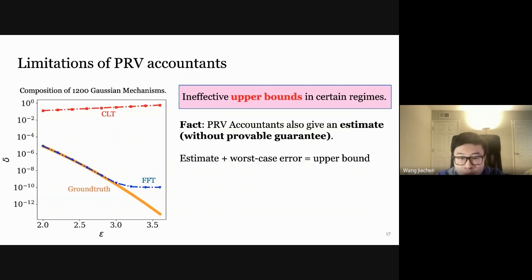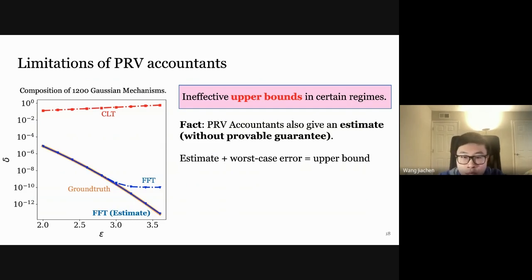However, besides these strict upper bounds, a PRV accountant can also provide an estimate of the ground truth, because their typical strategy for computing the upper bound of the privacy parameter is to first give an estimate that has no provable guarantee, and then derive the strict upper bound by analyzing the worst-case estimation error.